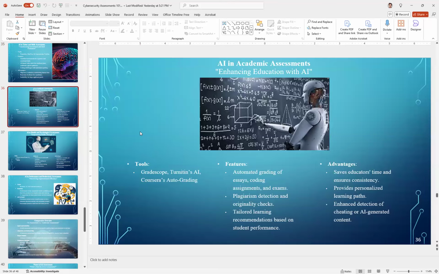As we move on, we look at AI in academic assessments, enhancing education with AI. The tools used are Gradescope, Turnitin's AI, and Coursera's auto grading. The features are automated grading of essays, coding assignments, and exams, plagiarism detection and originality checks run by the AI, and tailored learning recommendations based on student performance.